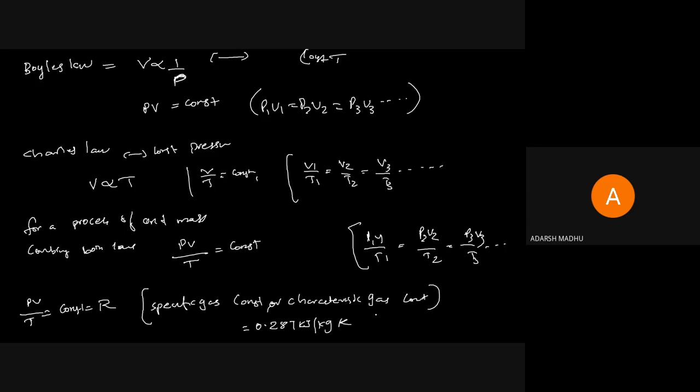So PV by T equal to R. That is, R is a constant. Here small v is there. PV by T equal to R, which implies PV equal to RT. That is the ideal gas equation, or equation of state derivation.